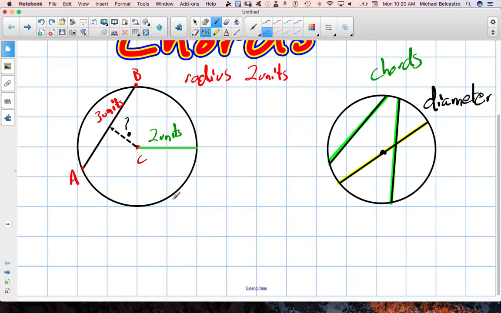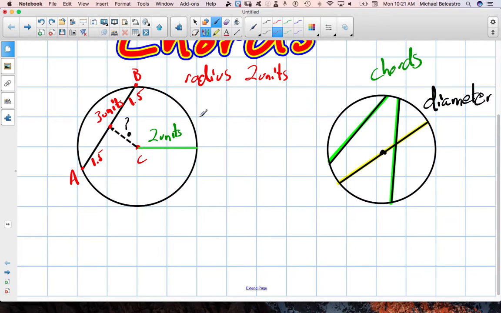Well, there's actually multiple answers here. I could measure from here to here to here to here, but we want to know the absolute shortest distance to AB. And the absolute shortest distance will be the perpendicular bisector of this chord. In other words, to cut this chord directly in the middle. So if we cut this chord in half, we're looking at 1.5 units and 1.5 units in length there.